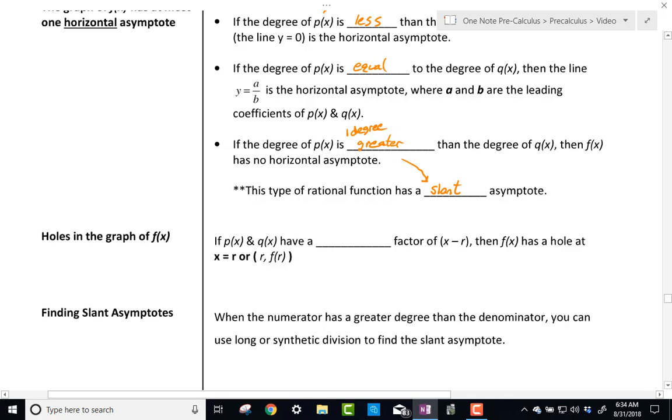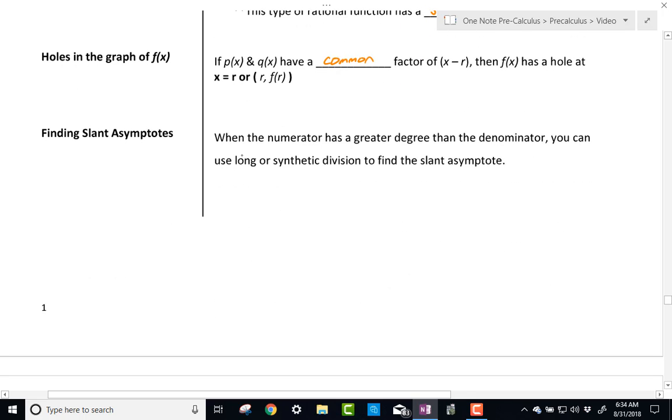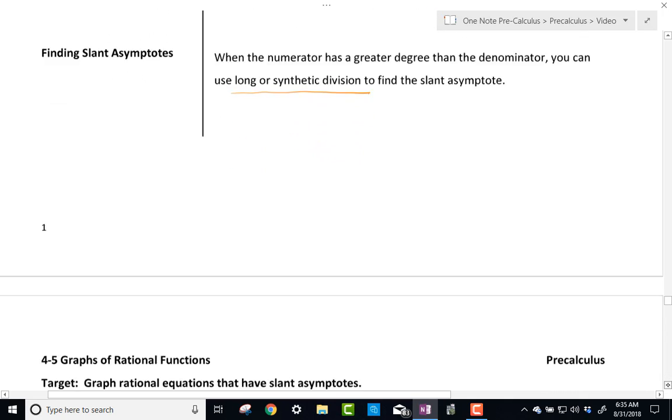Holes in the graph. We've talked about holes if p of x and q of x have a common factor of x minus r, then f of x has a hole at x equals r, or the point value for that would be r comma f of r, whatever you get when you plug in r. To find these slant asymptotes, when the numerator has a degree greater than the denominator, you can use long or synthetic division, that's the reason for the warm-up, to find the slant asymptote. Alright, so let's take a look at our first example here.